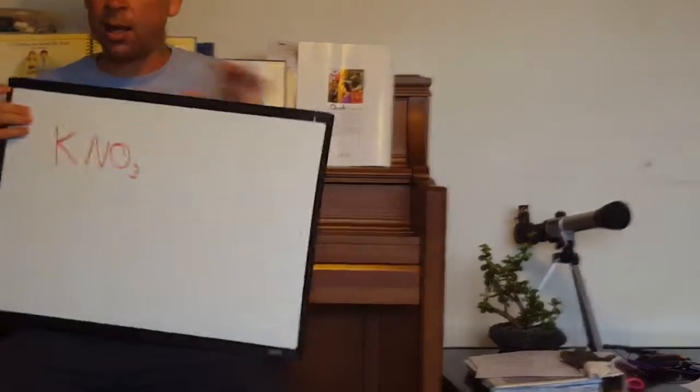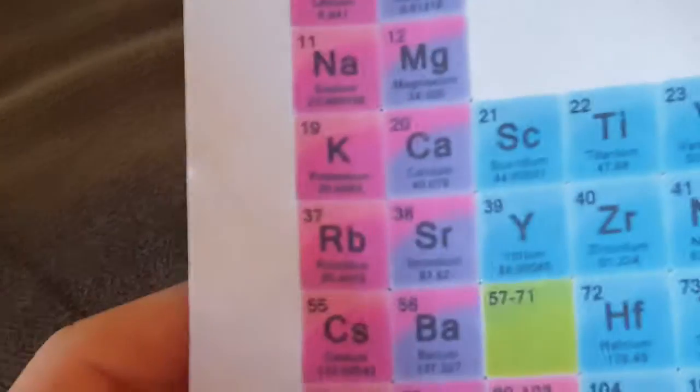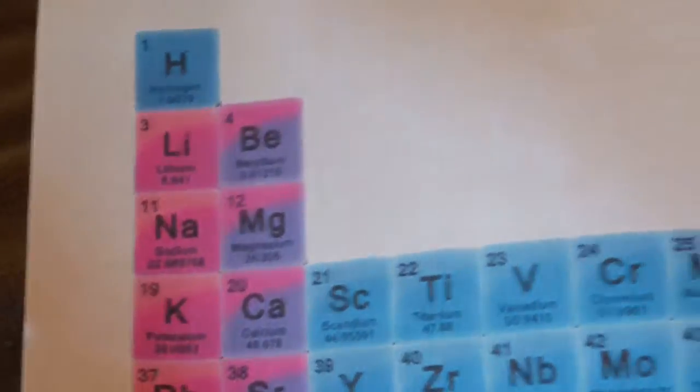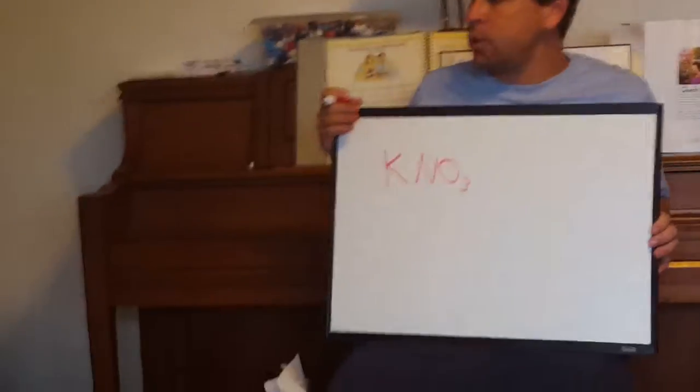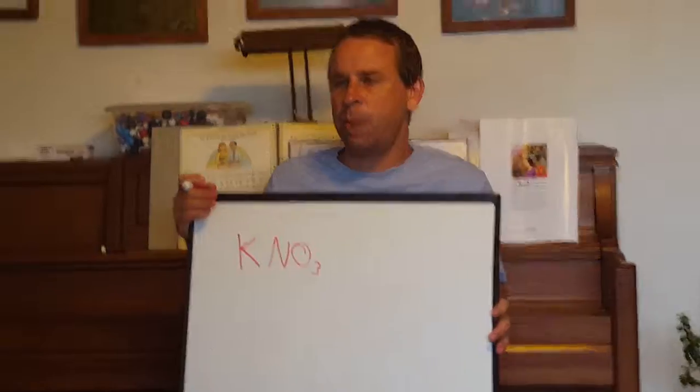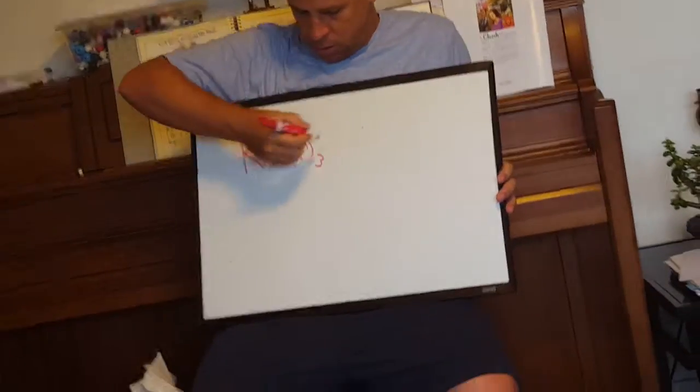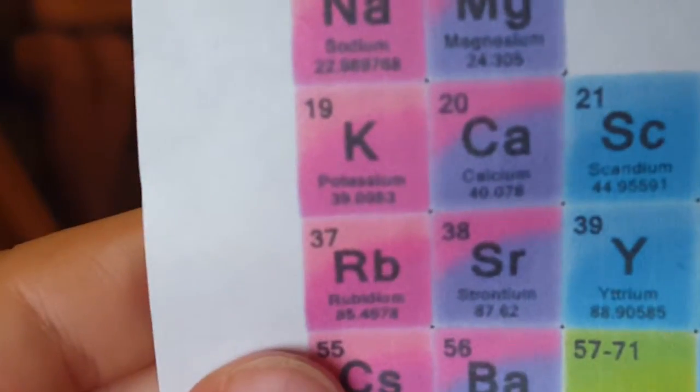KNO3. Is this compound soluble? How do we know? Yes, it is. It has K, potassium. Potassium is in the first row, so that means this compound is soluble. So when it breaks down, what does it break down into?